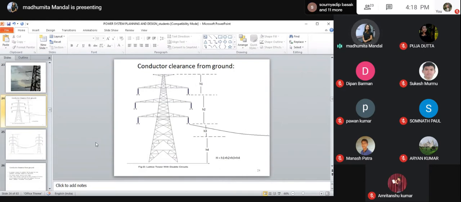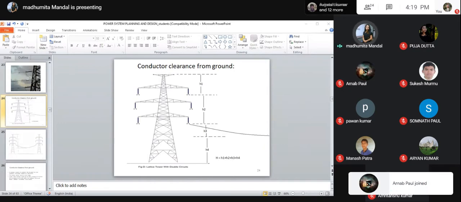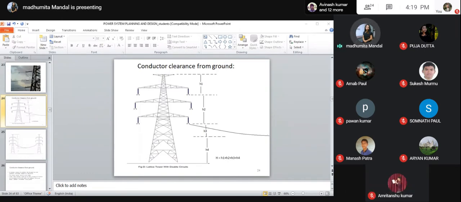Next, while designing the tower, the important factor that has to be considered is the height of the tower. Now, how will the height of the tower be decided? That depends on different factors.